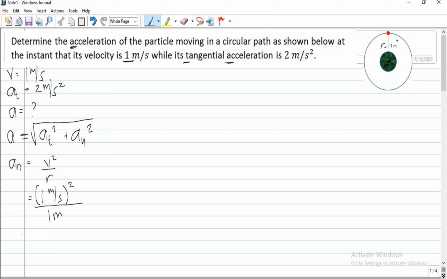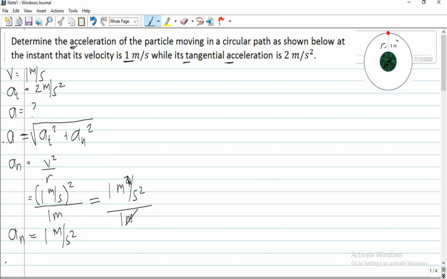And, makukuha natin yung ating normal acceleration, which is equal to 1. What is my unit? Again, if I'm going to expound this, that is 1 meter squared over second squared over 1 meter. Magka-cancel out yung meter sa baba, tsaka yung 1 meter dito. So, ang matitirang unit na lang is meter per second squared. That is the normal acceleration.